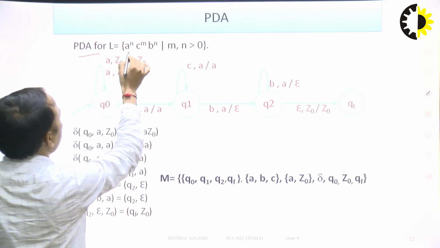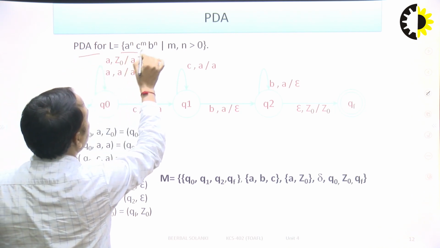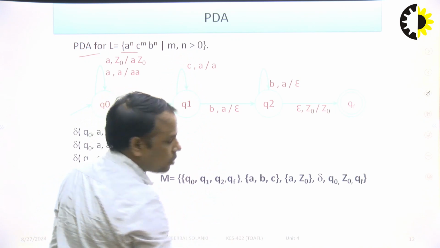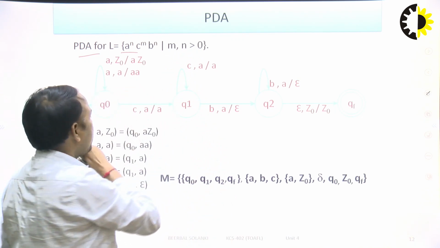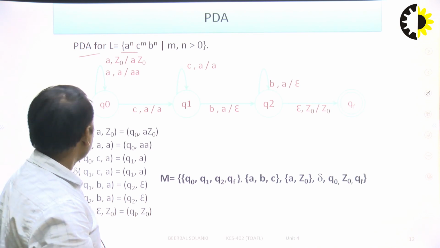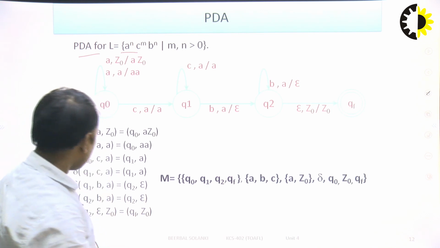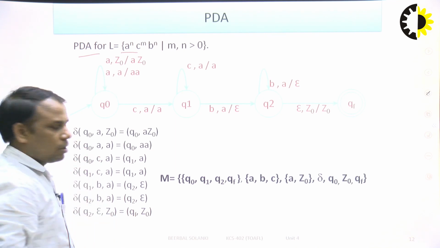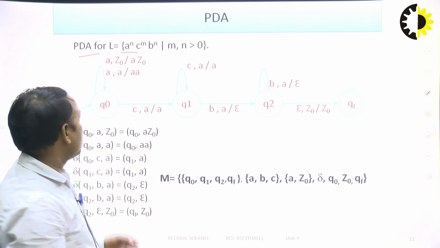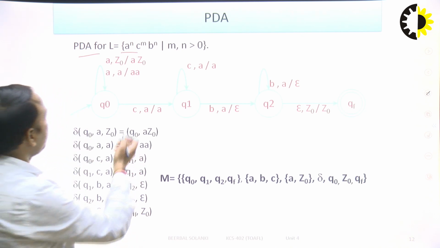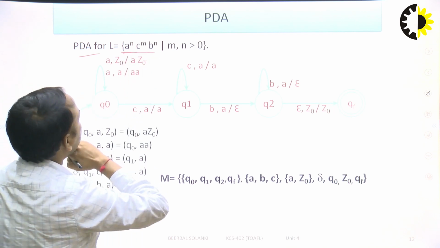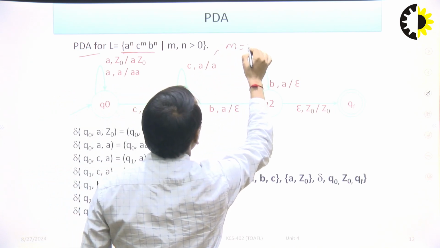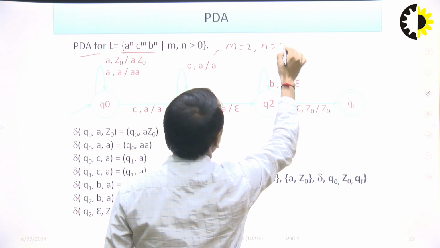Design a PDA for the given language a to the power n, c to the power m, b to the power n, where m and n are greater than 0. We will design the pushdown automata for the given language. Here we see, first, we write the transition function for the given language. Suppose this is the language and we decide m and n here. Suppose m equal to 2 and n equal to 3.